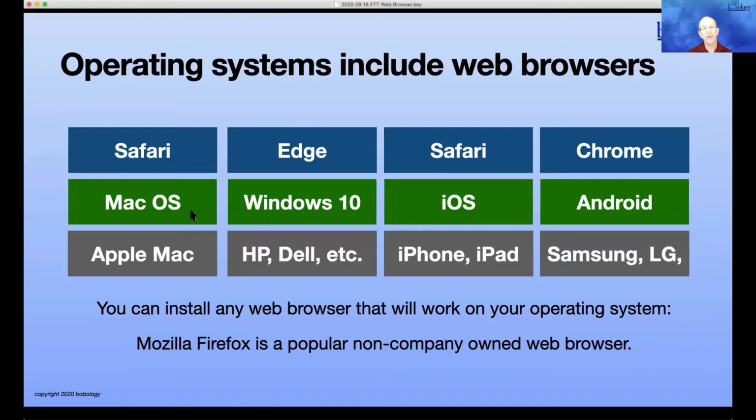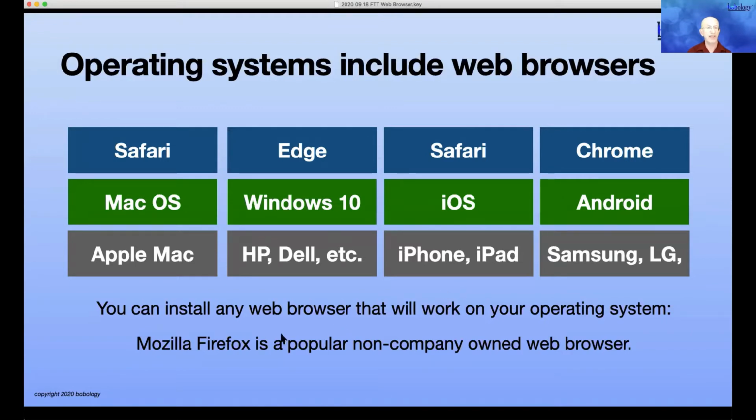The challenge for a lot of people is that the reason web browsers are not thought of as an application is because they are often included with the operating system software. It's an application. So Safari is included with Mac OS. Edge, which is Microsoft's new browser, is included in Windows 10. Safari is also included in iOS for iPhones and iPads, and Chrome is included with Android.